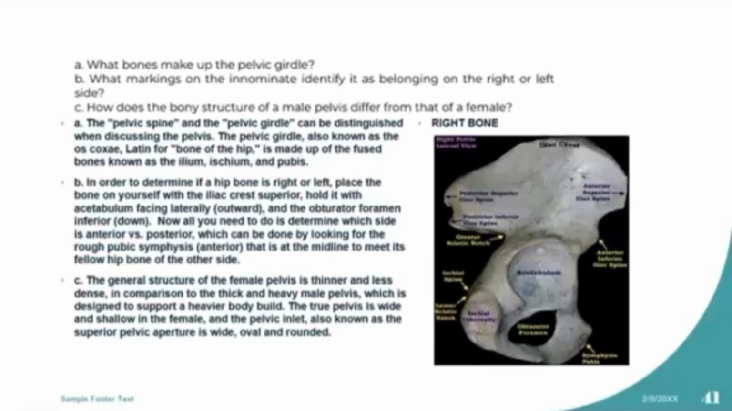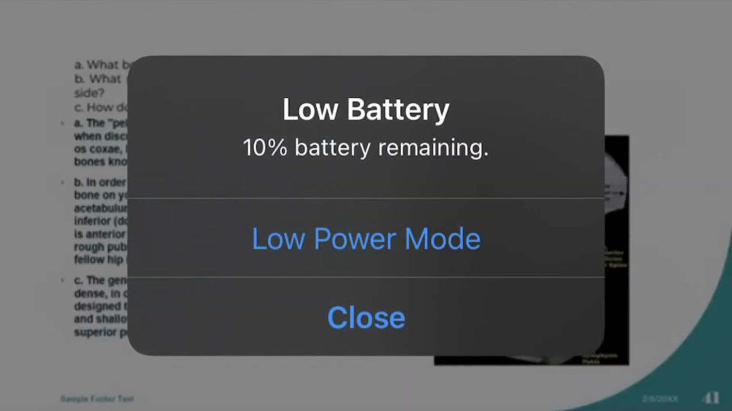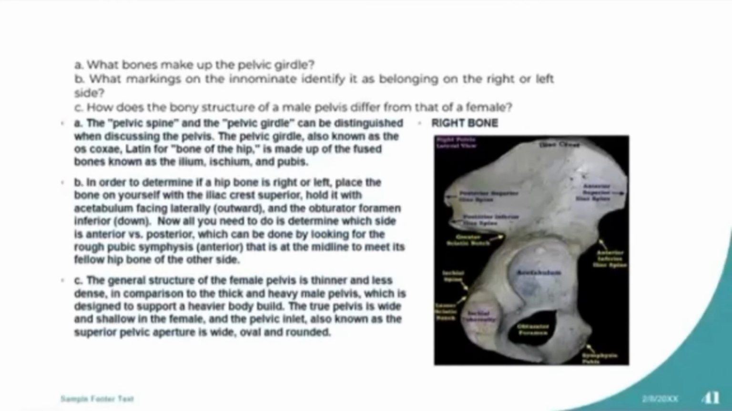C. How does the bony structure of a male pelvis differ from the female? The general structure of the female pelvis is thinner and less dense in comparison, which is designed to support a heavier body build. The true pelvis is wide and shallow in the female, and the pelvic inlet, also known as the superior pelvic aperture, is wide, oval, and rounded.